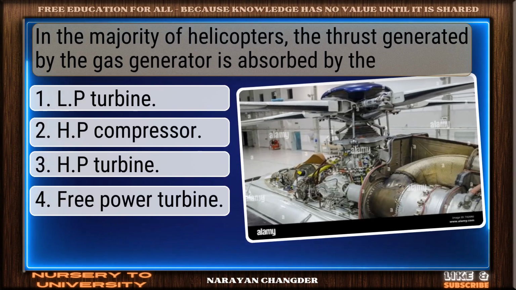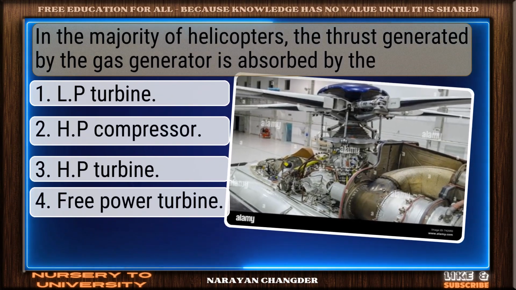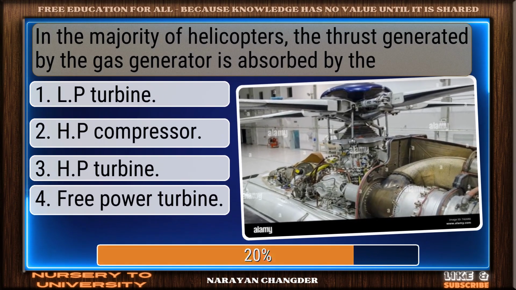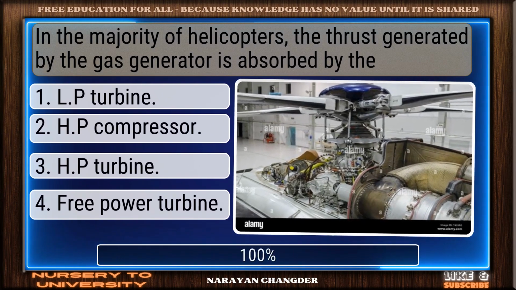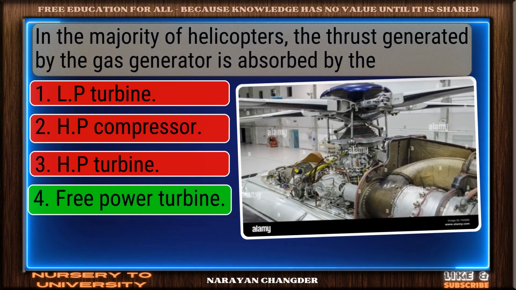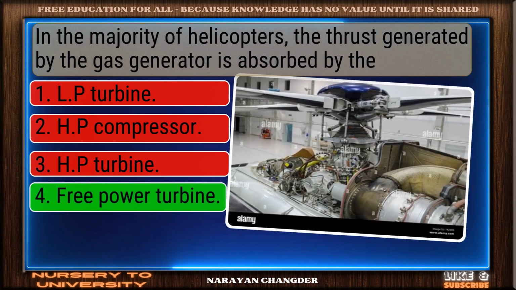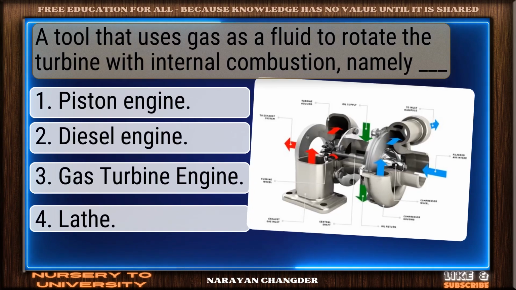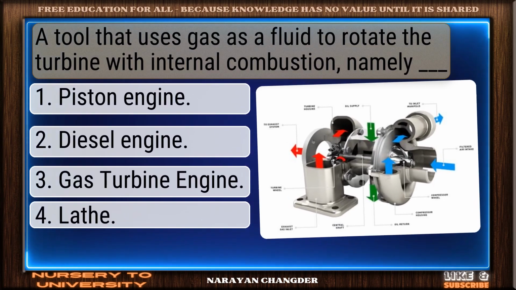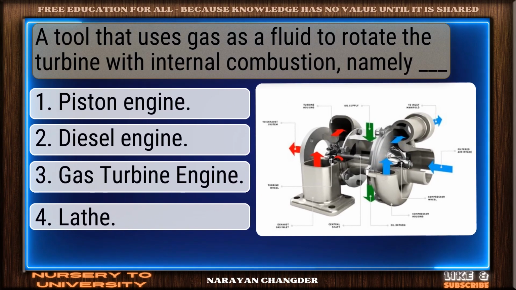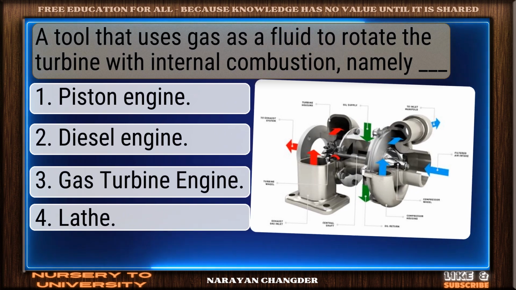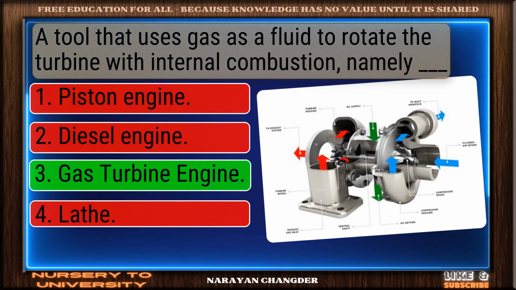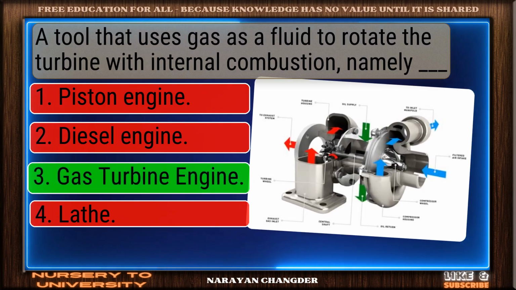In the majority of helicopters, the thrust generated by the gas generator is absorbed by the... Strong choice. Free power turbine is the right answer. A tool that uses gas as a fluid to rotate the turbine with internal combustion, namely a gas turbine engine. Perfect. Gas turbine engine is the correct choice.